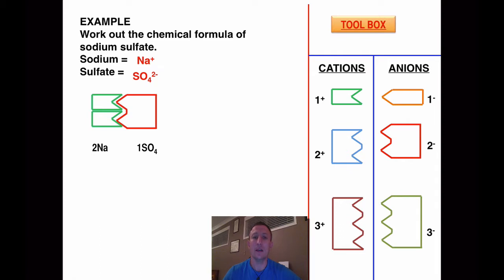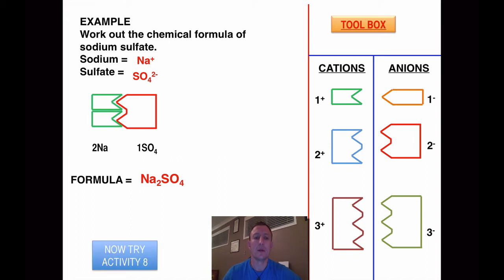Now, hopefully, you'll be able to see now, there's the symbol Na, we've got the symbol SO4. We know that when we have more than 1 atom of each ion, all we're going to do is put it as a subscript. So the actual formula is going to be Na2SO4. Remember, the Na2 corresponds to the 2 green holes. The SO4 corresponds to the 1 2- anion. I hope that makes sense.